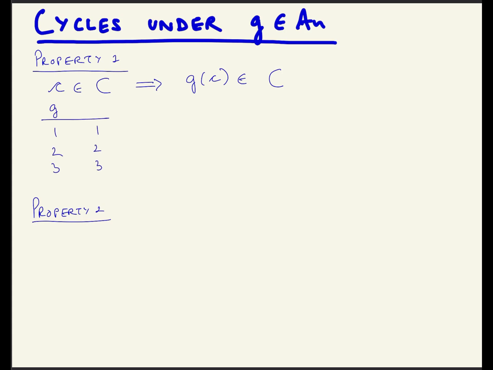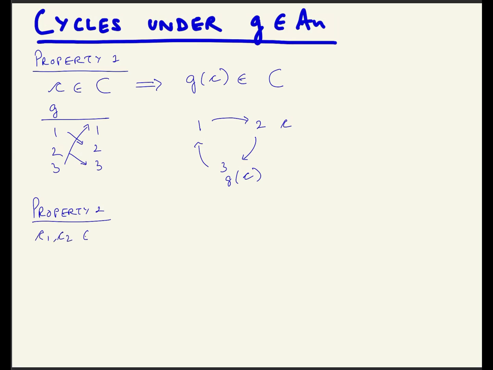Now, we can get some intuition with the help of an example. Let n equal 3, and let the cycle length also be 3. So we have 1 going to 2, going to 3, going to 1. Now you can see that if c is 1, then g(c) is 2, which is a part of the cycle. And again, if c is 2, then g(c) is 3, which is also part of the cycle. And so this is the intuition behind this property.